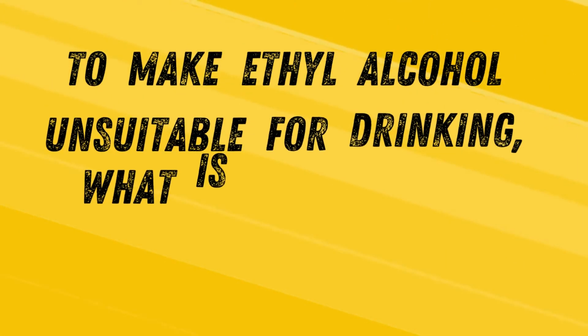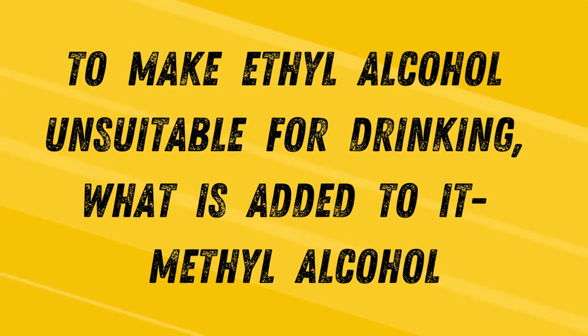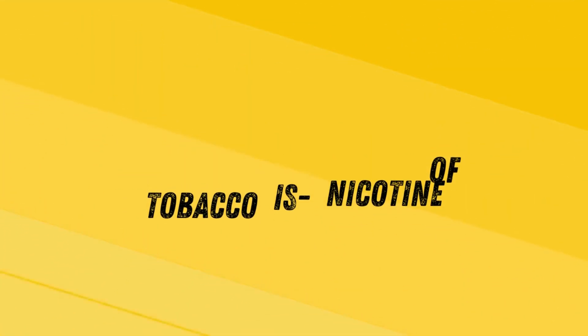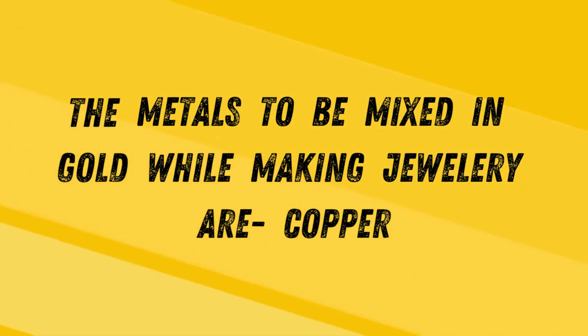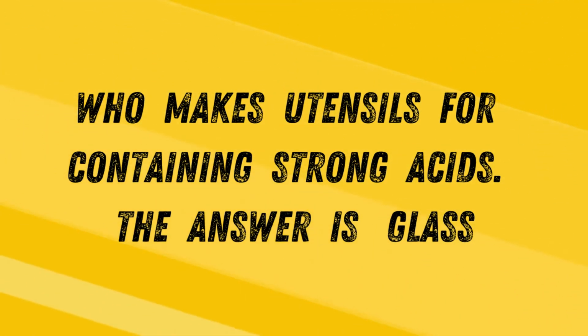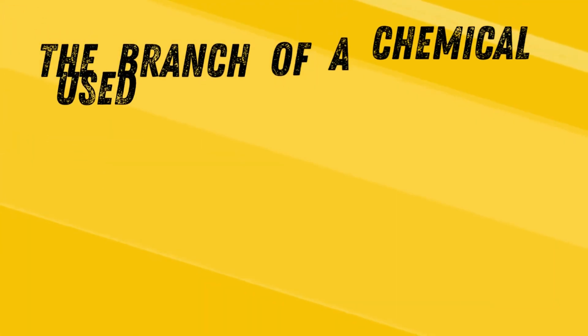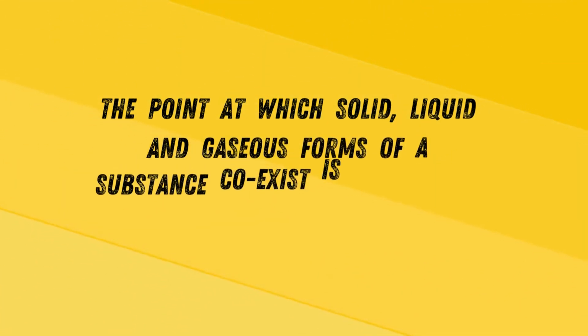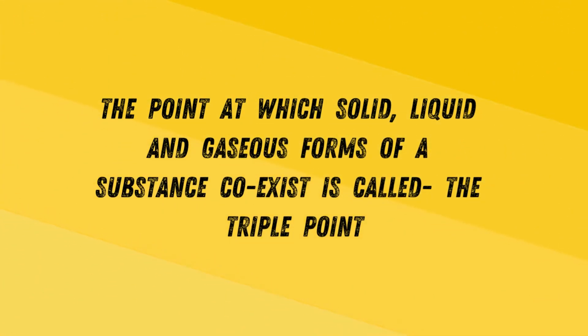Mild laxative. To make ethyl alcohol unsuitable for drinking, what is added to it? Methyl alcohol. What is the unit of DNA? The answer is deoxyribose. The main component of tobacco is nicotine. The metal to be mixed in gold while making jewelry is copper. What are utensils for containing strong acids made of? The answer is glass. The branch of chemistry used to find the actual quantity of substances is called analytical chemistry. The point at which solid, liquid and gaseous forms of a substance coexist is called the triple point.